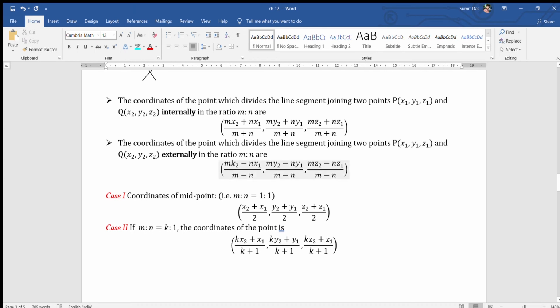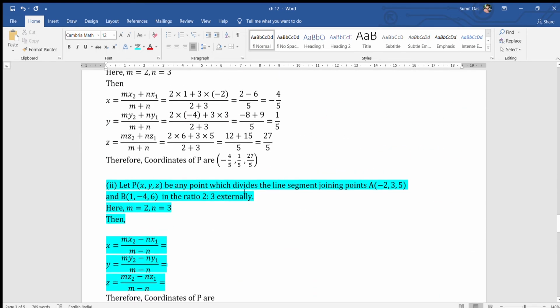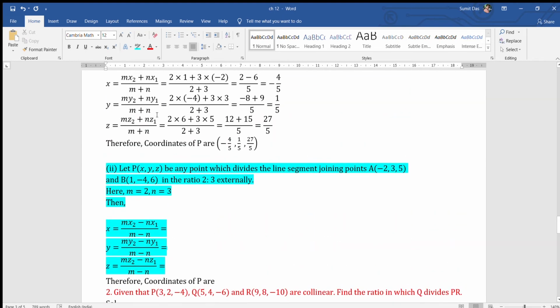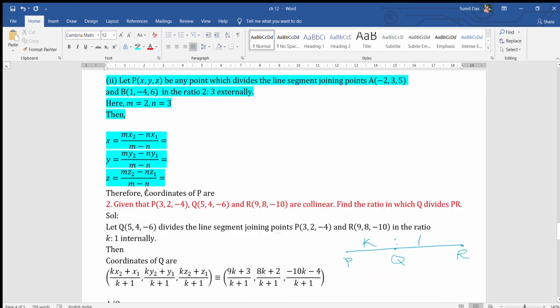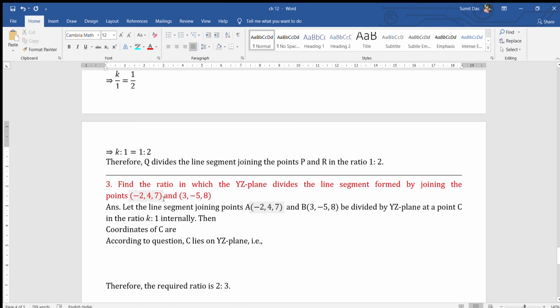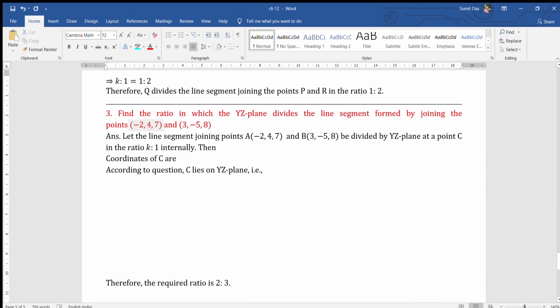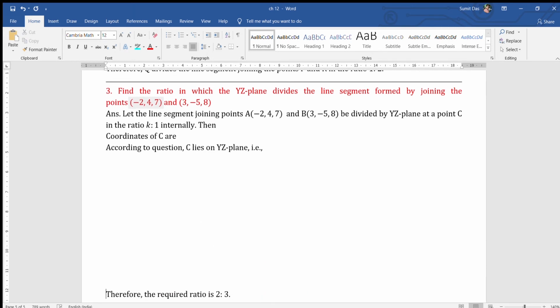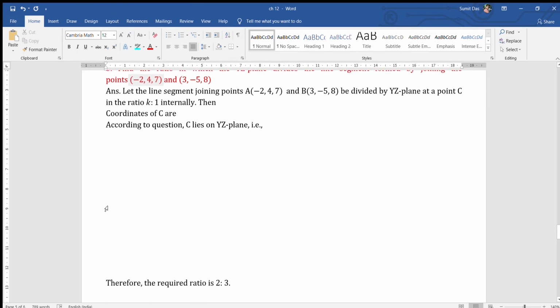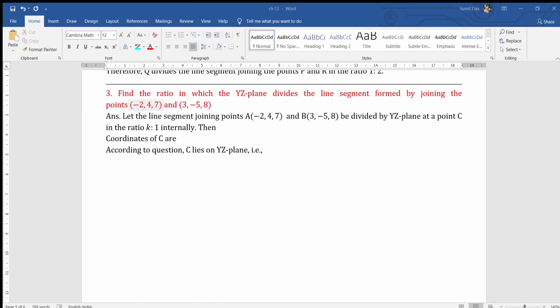You only have to remember that external is minus. Otherwise, if it is a midpoint, m and n will be 1 and 1. If the ratio is given as k is to 1, this is just a special case. Obviously it is the internal formula. If you want to use this formula directly, you can use it, no problem. Is it clear?